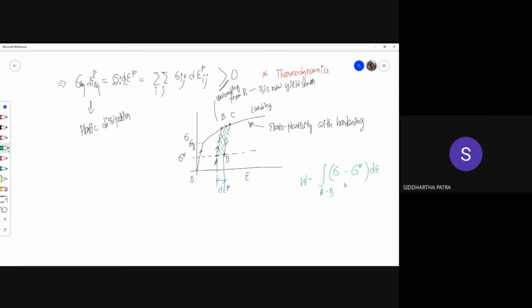So this quantity is actually greater than 0.